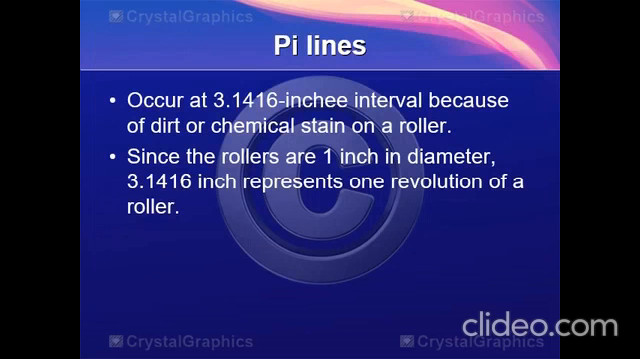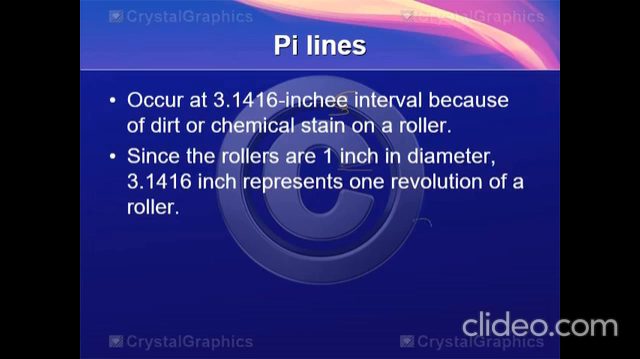Next is the pi line artifact. So, tinawag siya na pi line because yung artifact occurs every 3.1416 inches. Sorry, this is inches. So, because of the dirt or chemical stain on a roller. Again, because of the rollers. Since the rollers are 1 inch in diameter, 3.1416 inches represents 1 revolution of a roller.